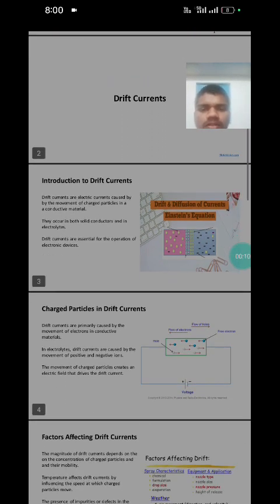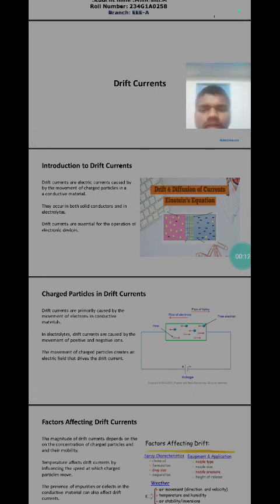Introduction to drift currents. Drift currents are electric currents caused by the movement of charged particles in a conductive material. They occur in both solid conductors and in electrolytes. Drift currents are essential for the operation of electronic devices.